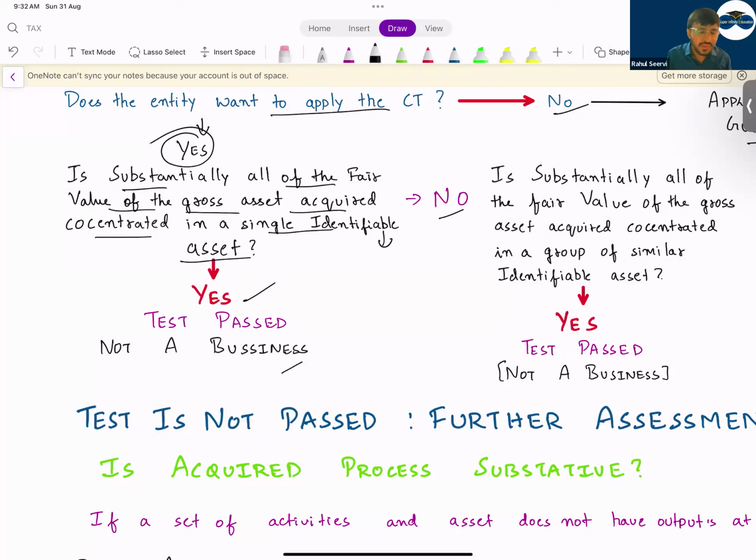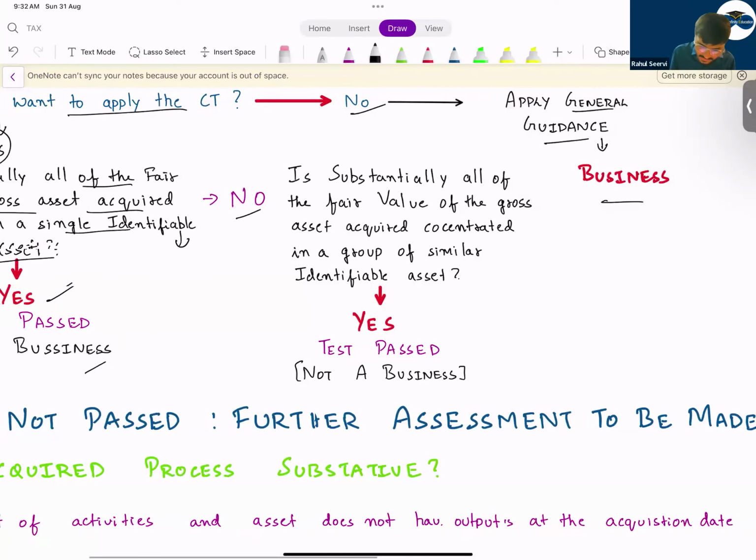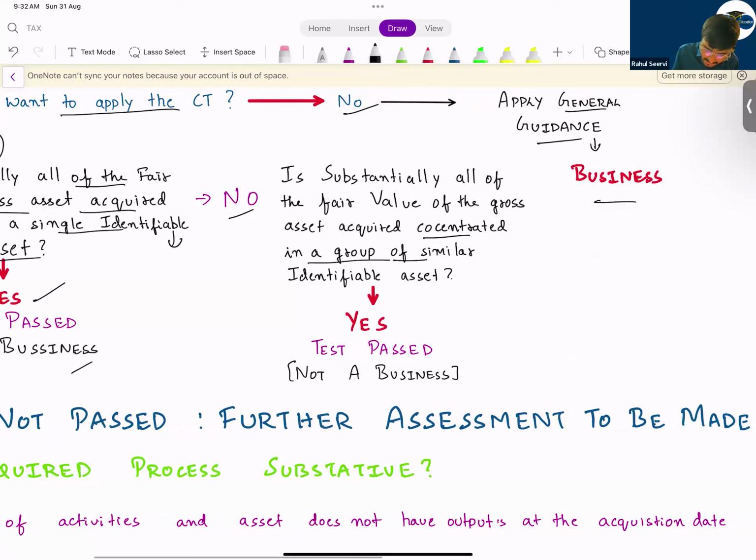If the amount which you pay, the premium which you pay, is not allocated or is not concentrated on a single identifiable asset, no. But if it is concentrated in a similar group of identifiable assets, in that case also we say the test is satisfied. Then it's not a business. The concentration test is satisfied, it's not a business.